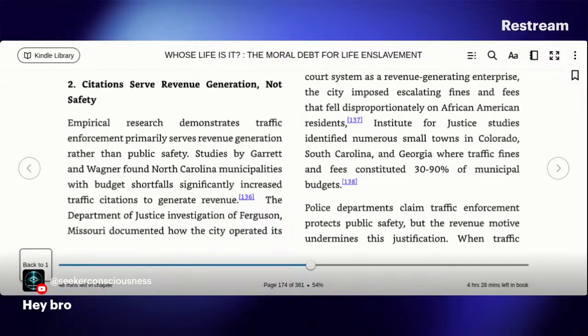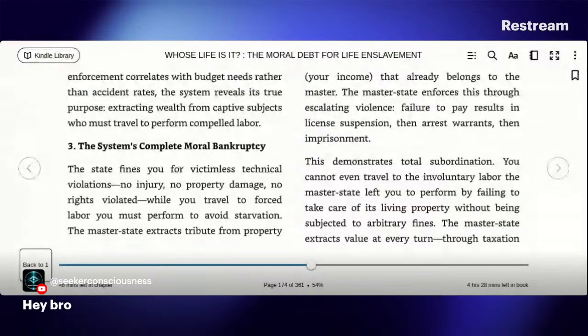Institute for Justice studies identified numerous small towns in Colorado, South Carolina, and Georgia where traffic fines and fees constituted 30 to 90% of municipal budgets. Police departments claim traffic enforcement protects public safety, but the revenue motive undermines this justification. When traffic enforcement correlates with budget needs rather than accident rates, the system reveals its true purpose, extracting wealth from captive subjects who must travel to perform compelled labor.